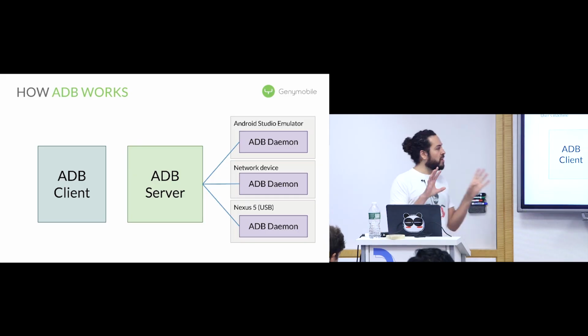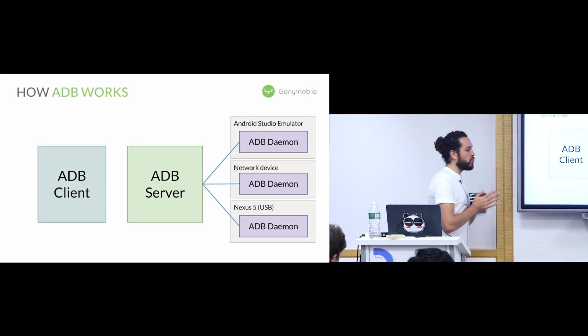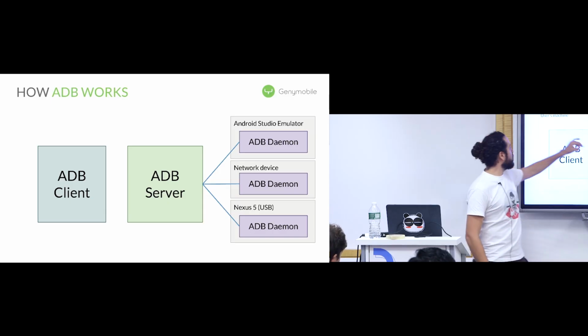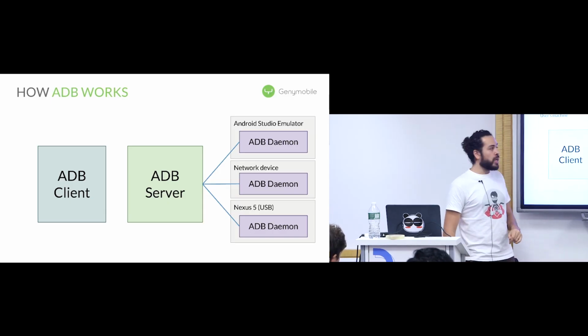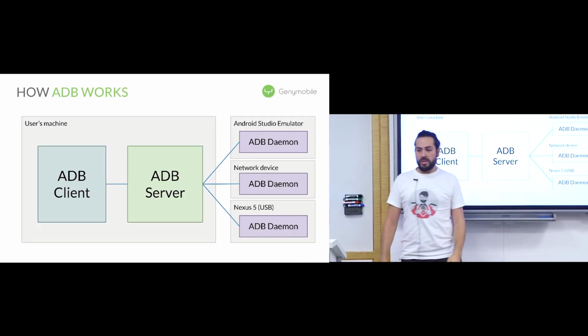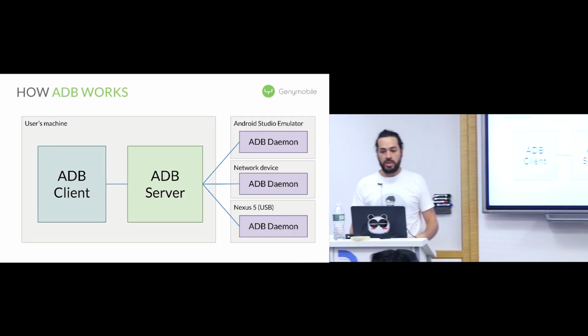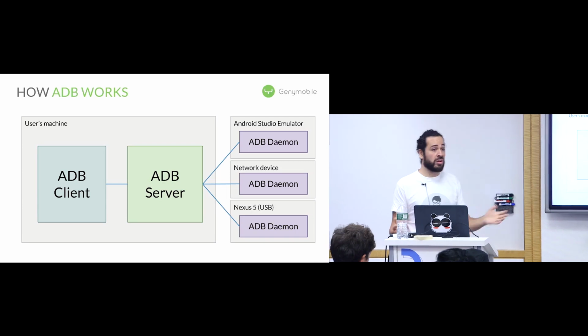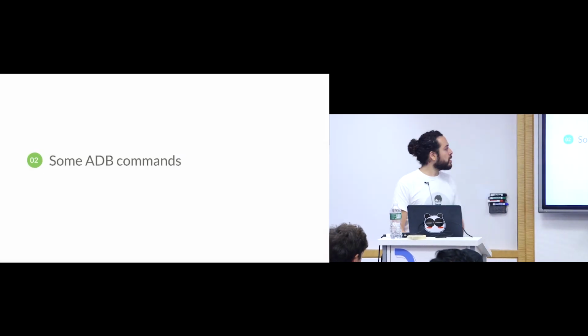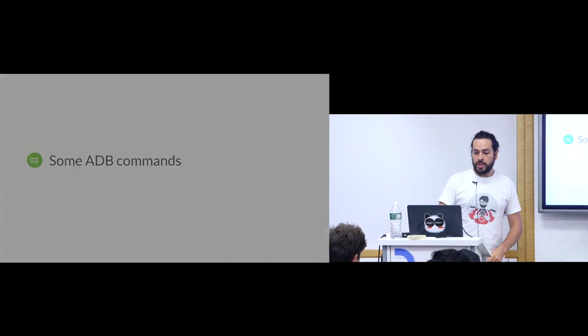So now we have this kind of big picture, and what we know is that the ADB client and ADB server are running on the user's machine, and you have all these ADB daemons that are each running on a single device. Every Android device has an ADB daemon running, or you cannot develop on it, basically. Okay, so let's talk about a few ADB commands.